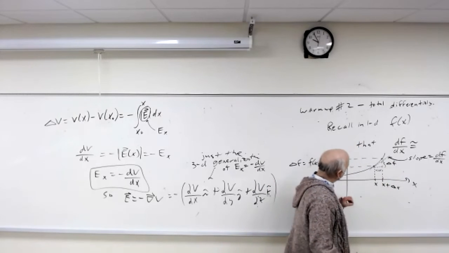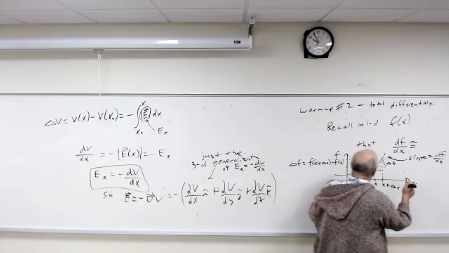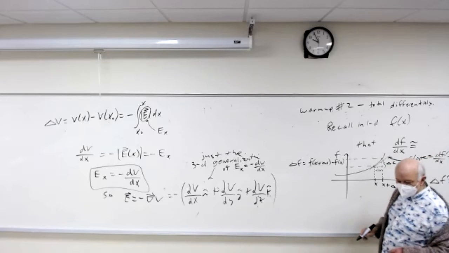So this slope here is really this distance here over this distance. Well, how does that compare to this distance over that? It's almost, yeah, this is approximately equal to delta f over delta x. Right? So I can say that the change in f is approximately equal to df/dx times delta x. Does that make sense?